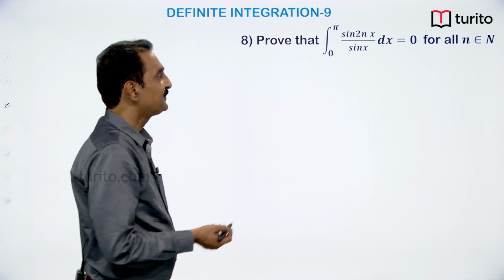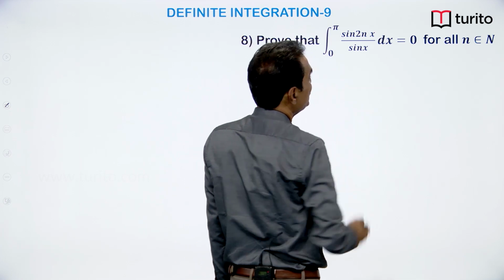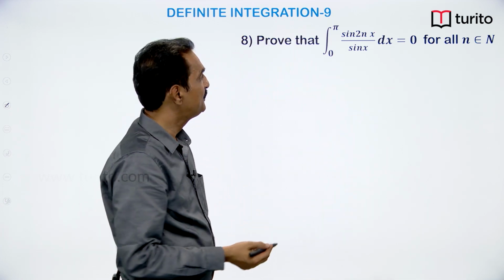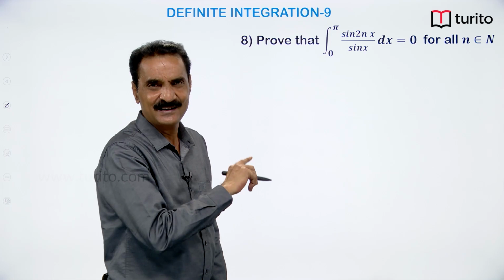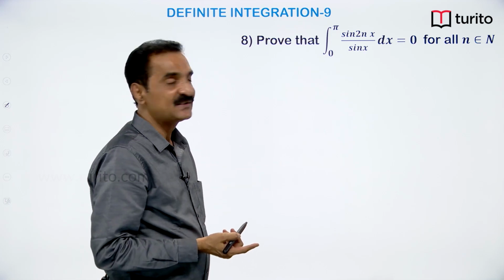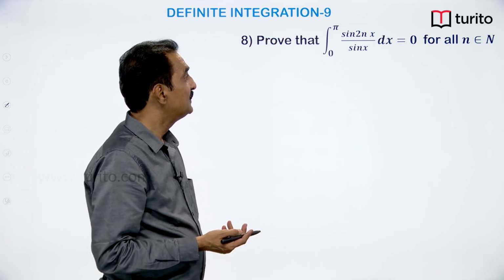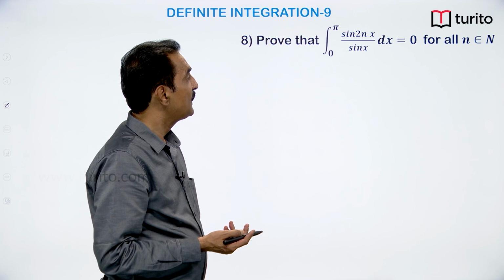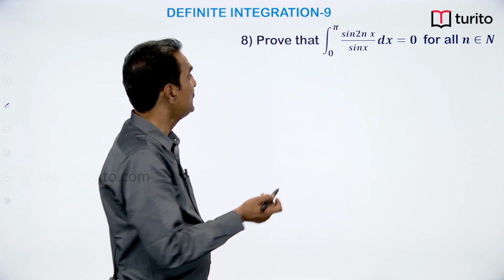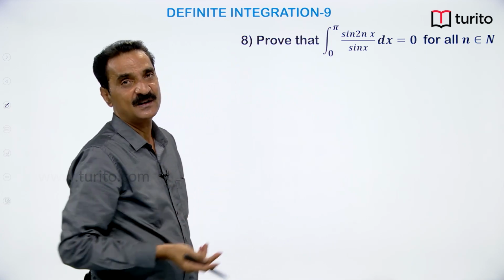Next question you can do: integral 0 to pi sine 2x by sine x, you try, prove that it is 0. Just take In minus 1, In minus 1 will be 0. Then In is equal to In minus 1, taking n is equal to 1, if you calculate you will get the answer 0.